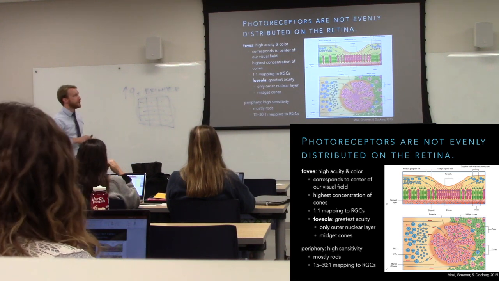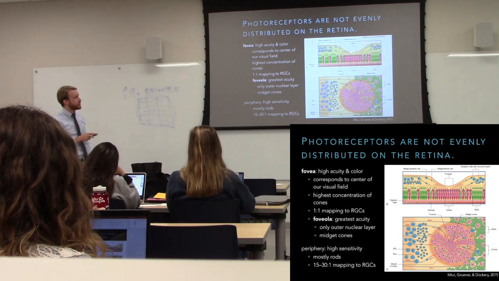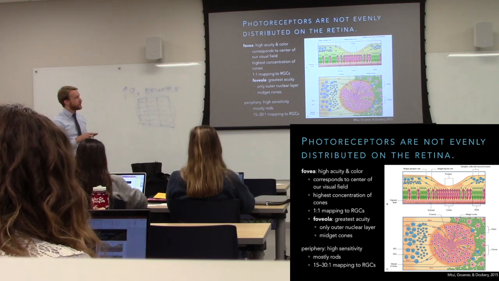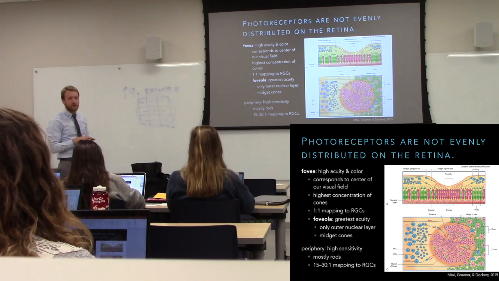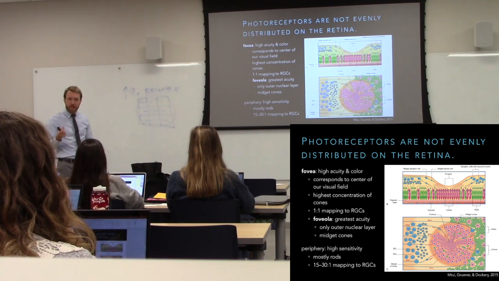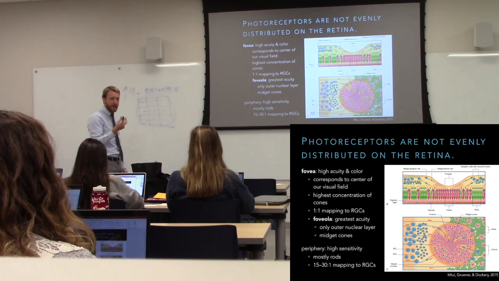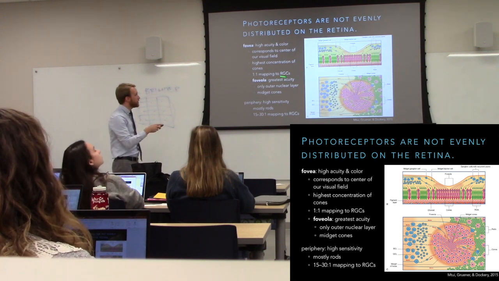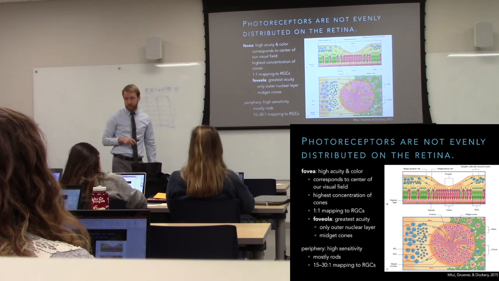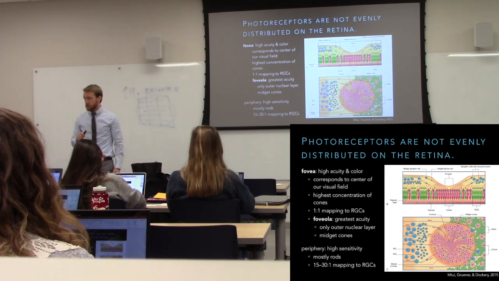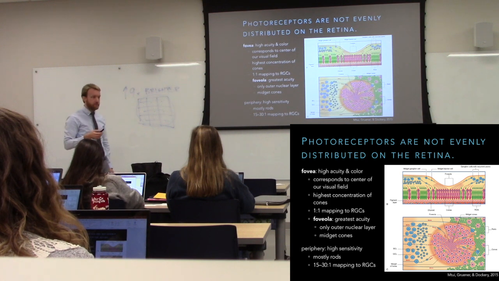So there's a couple different things that we're doing in our fovea. We're pushing aside our inner nuclear layer and our ganglion cell layer there, so just our cones are exposed to light, and we shrink the size of our cones so we can pack more of them in there. And that one-to-one coupling makes sure that we have the greatest visual acuity possible. So if you want to look at something, look at it.